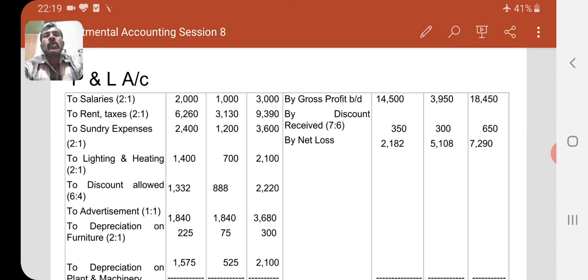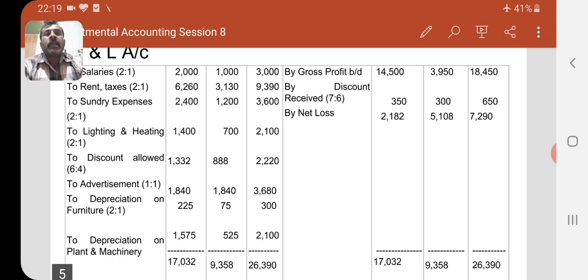Next, discount allowed. Here discount allowed is going to be divided between both departments on the basis of sales ratio. Next, advertisement. Advertisement is going to be allocated between both the departments equally, which is provided in the information, that is equally, that means 1:1.